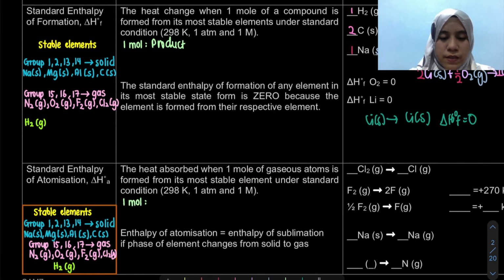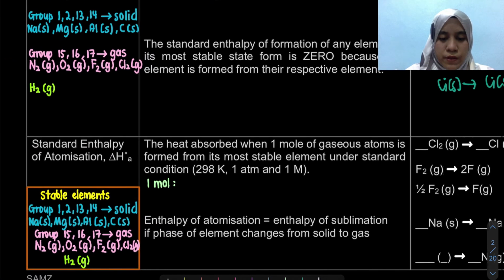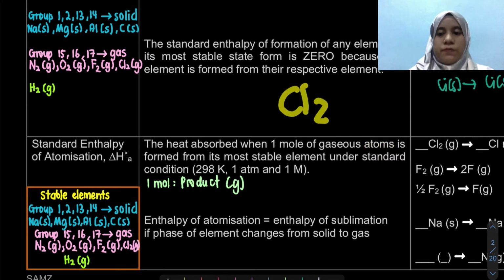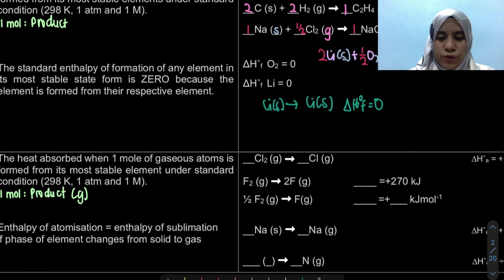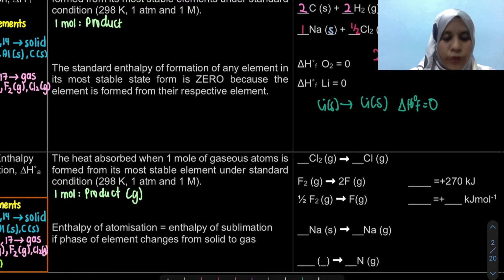Okay, dalam case ni, the 1 mole must be product. And then, the product must be in gaseous state. Gaseous atom. Atom. Ini satu saja. Cl2 is not atom. Cl atom. H2 is not an atom. Atom must be 1. This one is actually an atom. Only 1. Okay, so for example, what we have here. My Cl2 becomes Cl gas. Again, 1 mole of product. And it must be an atom. So, betul lah. So, here is 1 mole.